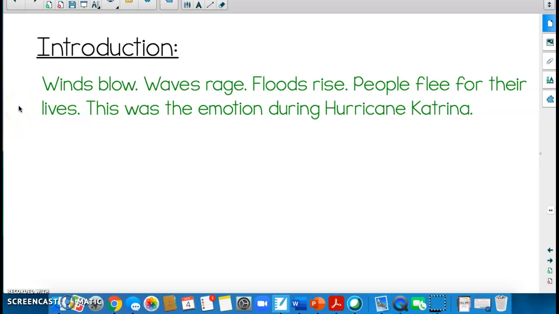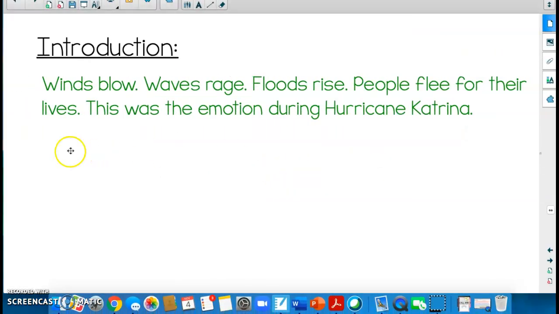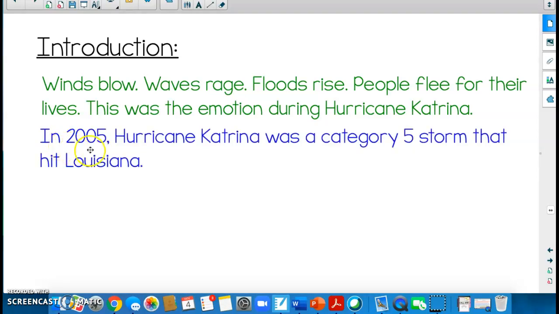Next, I want to give them some information. I want to let them know what my whole paper is going to be about. So like I talked about over here, I'm going to give details about the storm. I'm going to talk about the damage, and I'm going to talk about people and pets affected. So I'm going to let them know that, each with their own sentence. In 2005, Hurricane Katrina was a Category 5 storm that hit Louisiana. So I'm telling them just a glimpse about what type of storm it was. And when I actually write that paragraph, I'll give them all the juicy details.